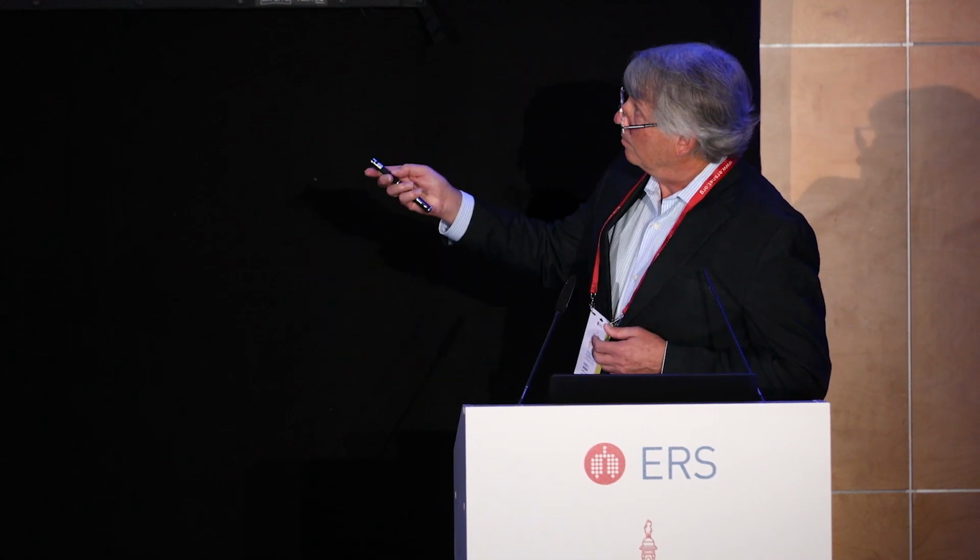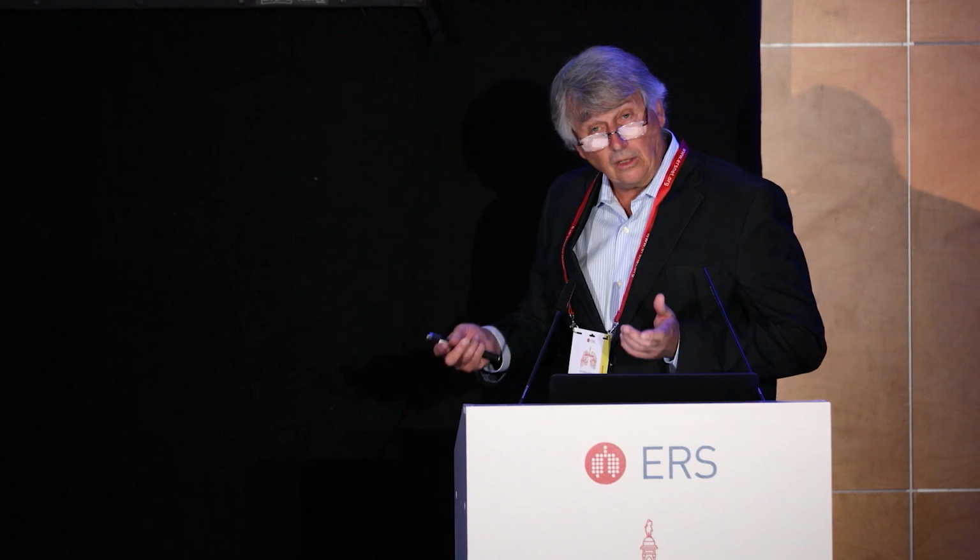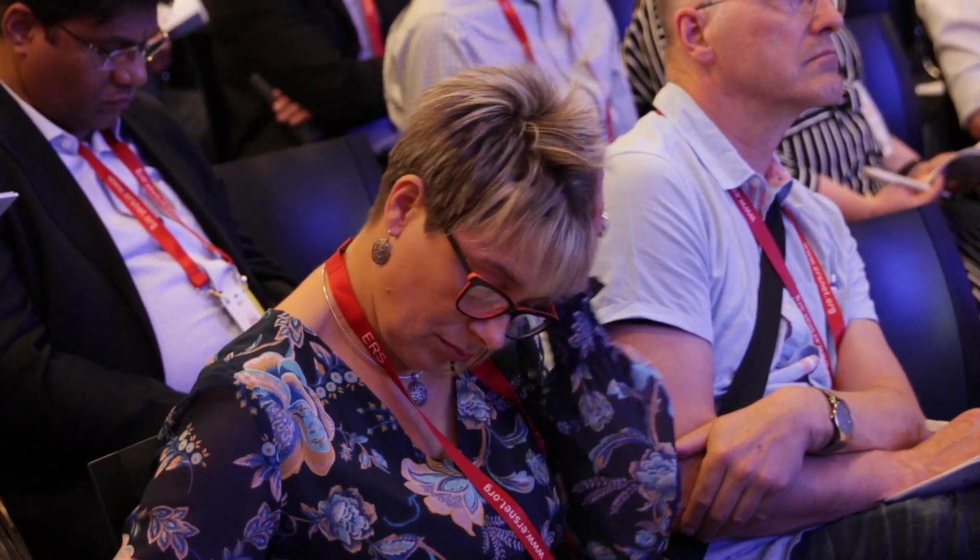But with new instrumentation that is reducing this variability, what we can see now is that it's dropped to maybe roughly half of this, and I don't have a slide on this, but if we were to extend one of these, like the 3-year line, down to about where that 130 would be around 80 or 90 mLs, then we would see we'd be able to detect those fast decliners in COPD within 2 to 3 years. So we've reduced the amount of time that they go without treatment, and we can actually start really being more aggressive with the treatment thereafter.